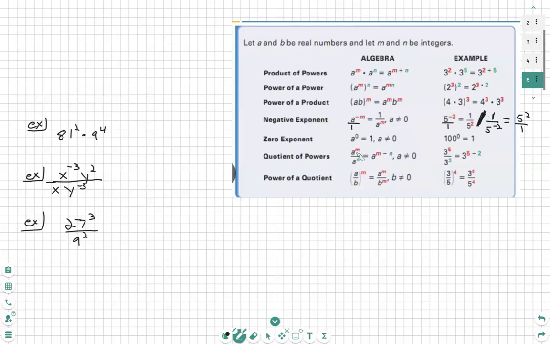When we have exponents above one another in a division setting, they will subtract, and the same type of distribution will apply. So let's jump into our examples that we have here.